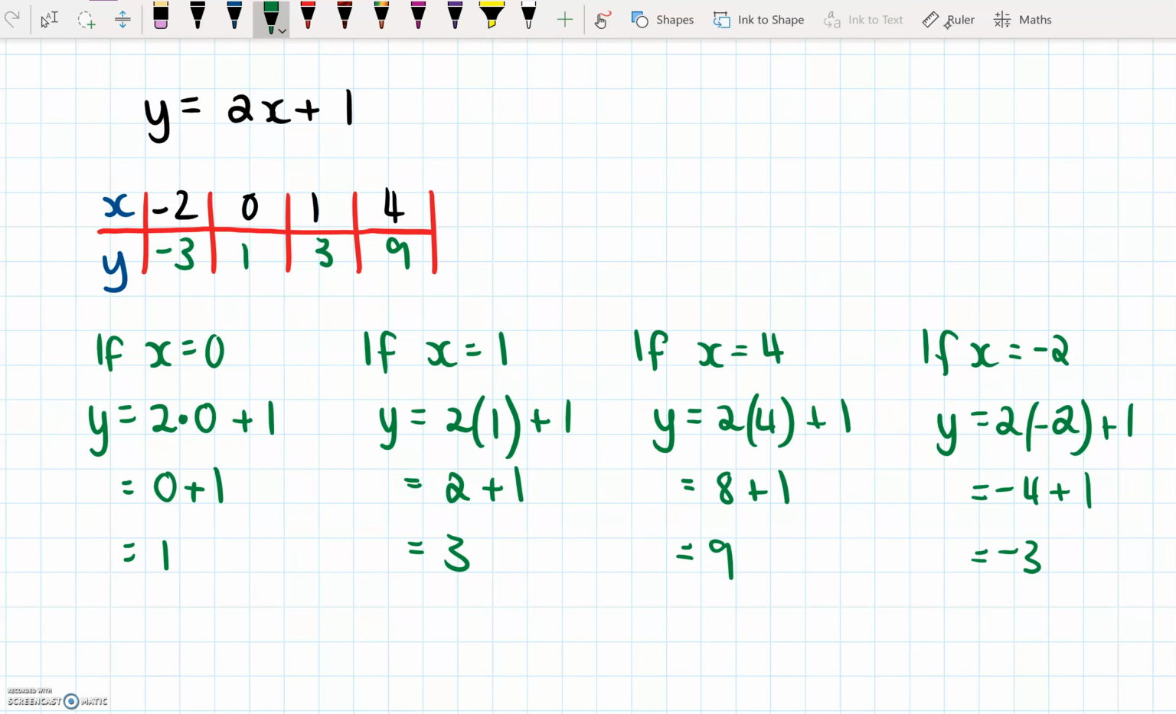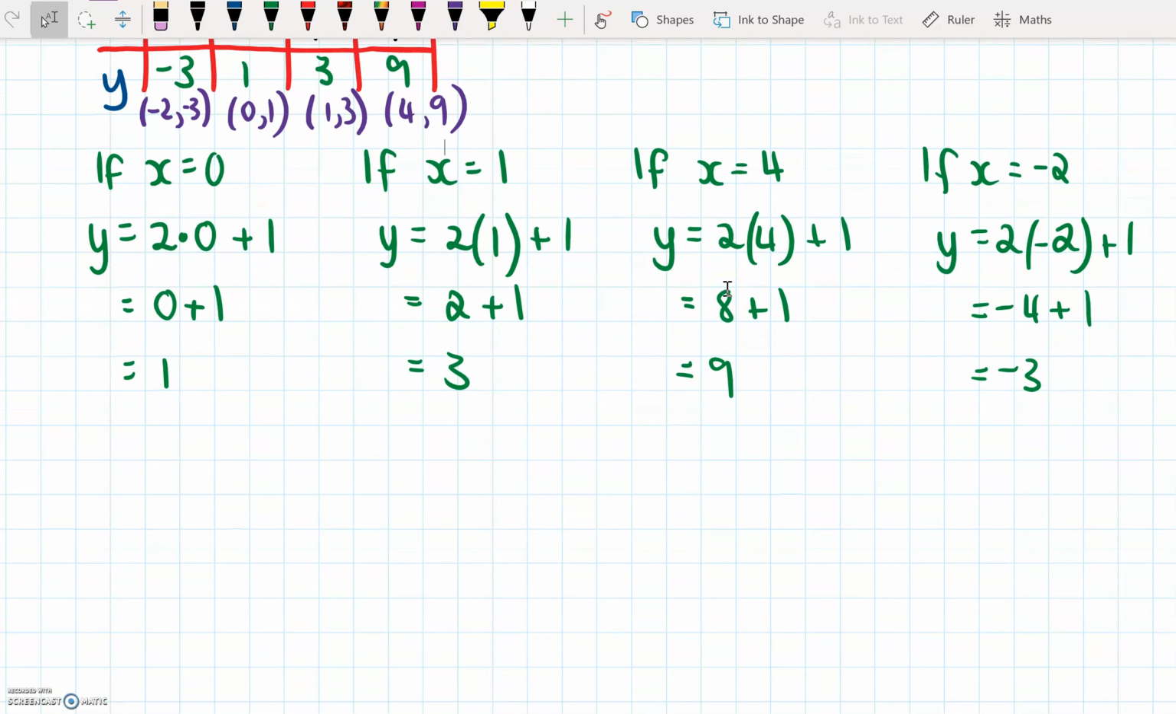Okay, so we now have this lovely table filled in, and we can write coordinates. So this coordinate is minus 2, minus 3. This one is 0, 1. This one is 1, 3. And this one is 4, 9. Okay, what we can now do is graph these on a coordinate plane.